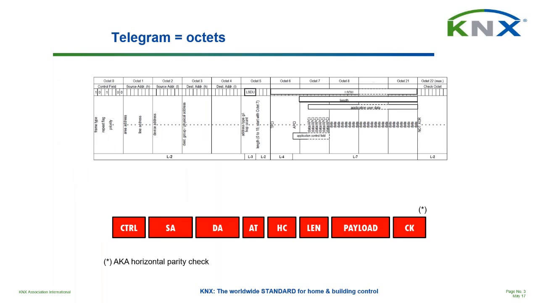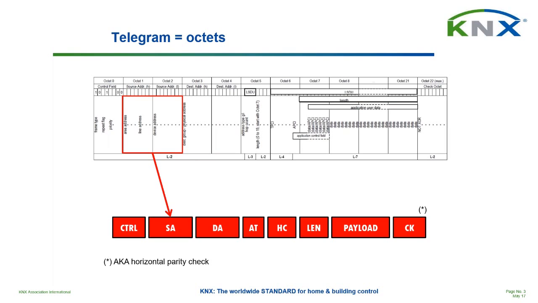So a telegram in KNX is actually a collection or a series of octets. Here we see them, so I hope this is also clear for you on your screen. It starts from octet 0, followed by octet 1, and so on until maximum 22. Now, there are different fields that can be identified here. The first octet is what we call the control field. The next two octets, octet 1 and 2, are the source address.